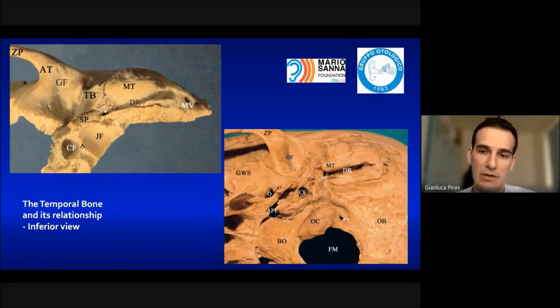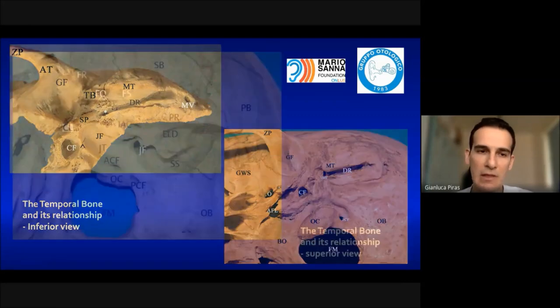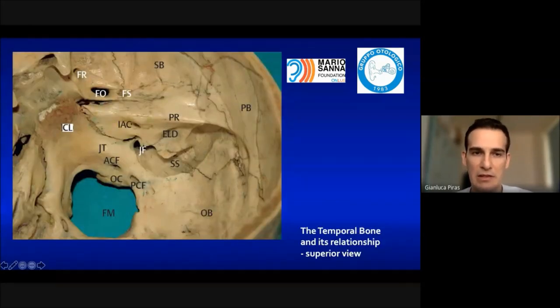most of the most important structures in the skull base, because from an inferior aspect you can see the foramen for the jugular vein, for the carotid artery. This is an inferior view of the temporal bone. From these pictures below, you can see the articulation of the temporal bone with the occipital bone, so the relationship between the foramen magnum and the occipital bone, and also with the greater wing of the sphenoid and the glenoid fossa. What I think is much more interesting is the superior view.